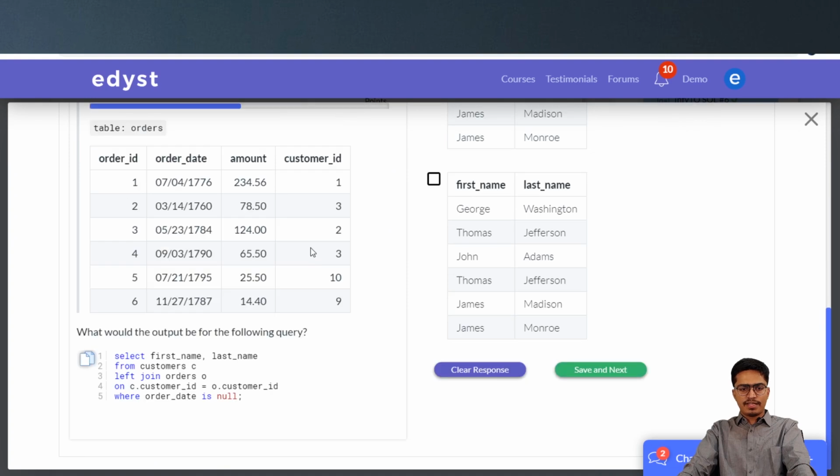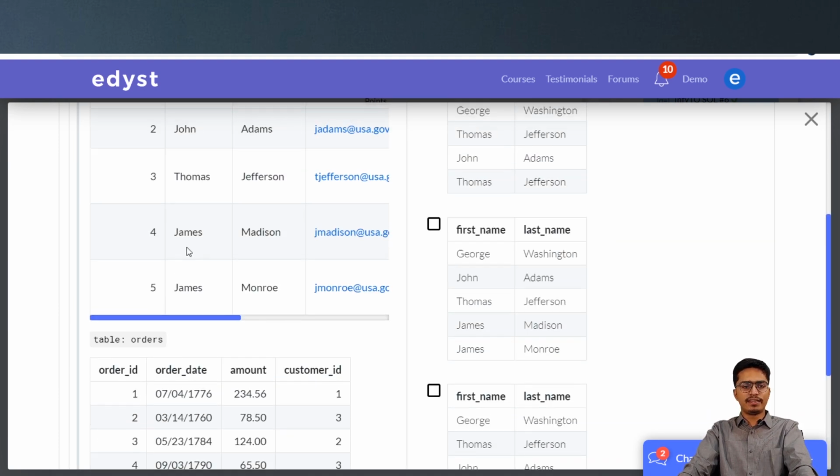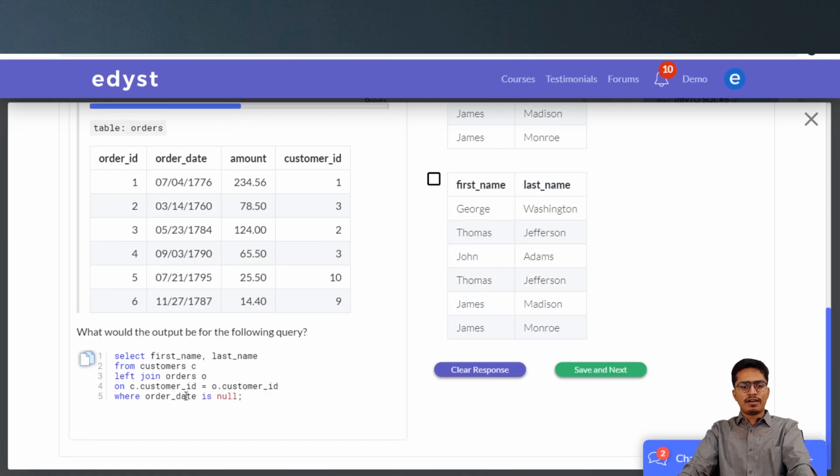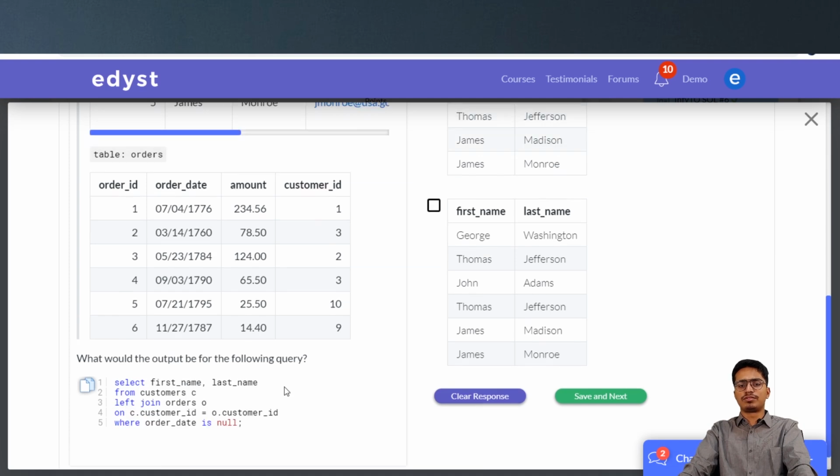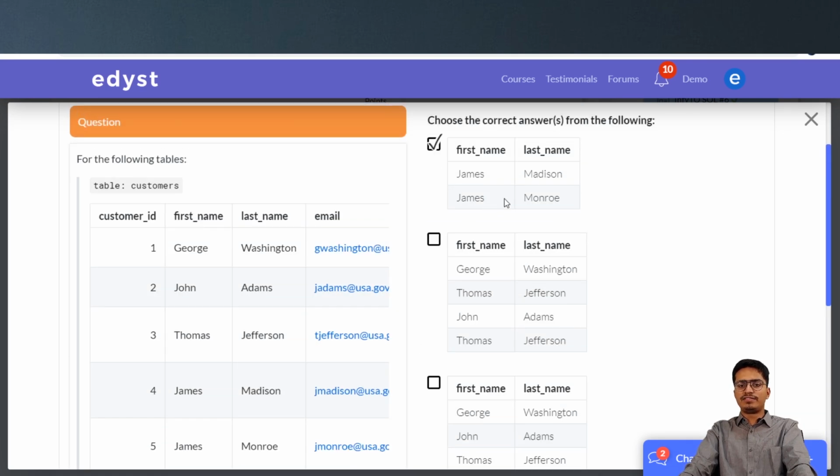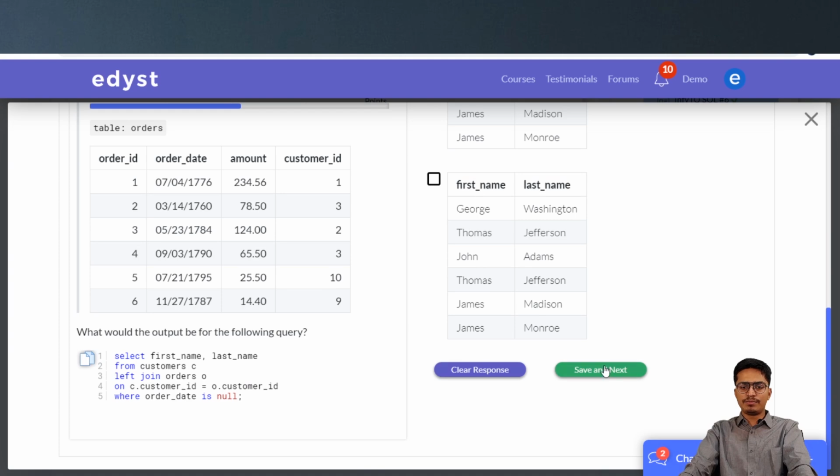So let's see what next. Yeah, so you're doing from customers, you're doing a left join on orders, which means all the customers are going to come, even though they might not match with anything here. And for those 2 rows where the customers are there but they don't match with anything here, these 2 customers, we're going to filter based on exactly those 2 rows. So we would have James Madison and we would have James Monroe.